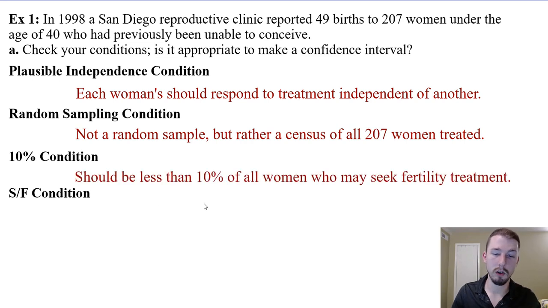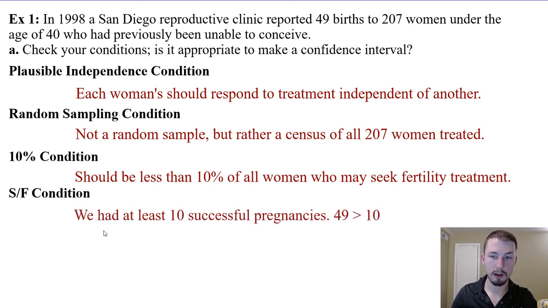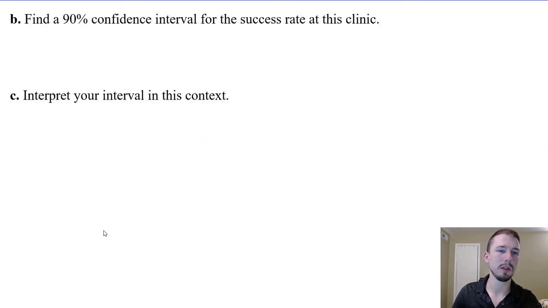All right, so 10% condition. It should be less than 10% of all women who may seek fertility treatment, so we're okay. Success/failure condition: did we have at least 10 successes and 10 failures? Yes, we had 49 successful pregnancies, so that's more than 10, so we're good. And on the other side, unfortunately, for those women, it's also more than 10. All right, find a 90% confidence interval for the success rate at the clinic.